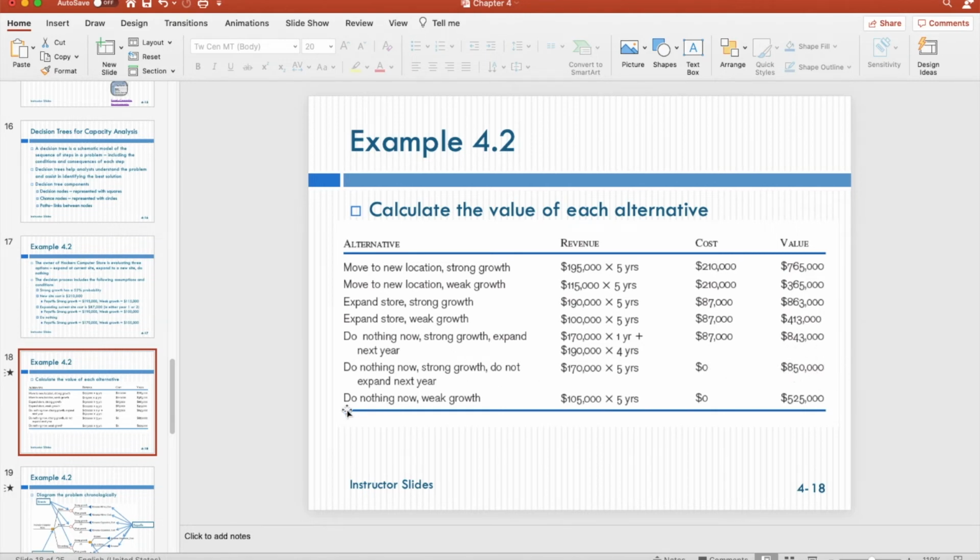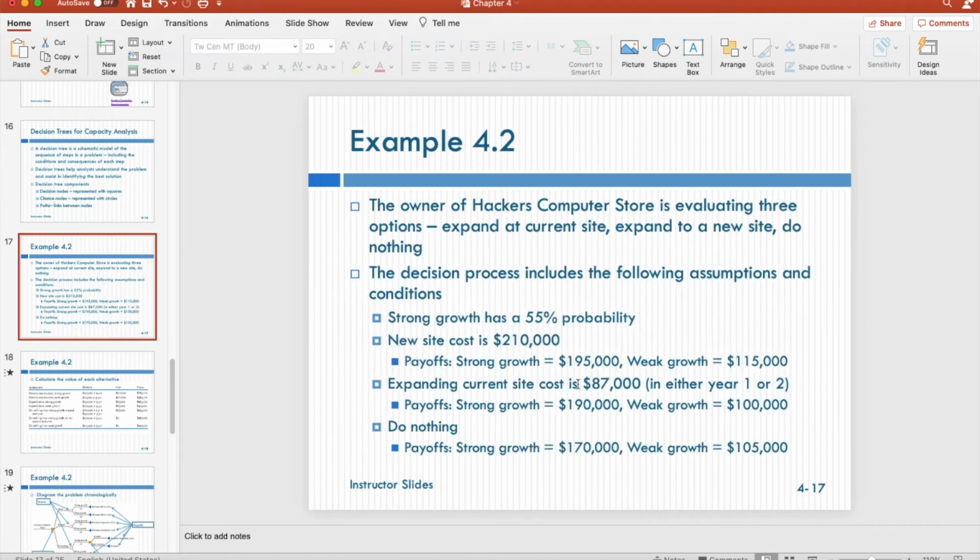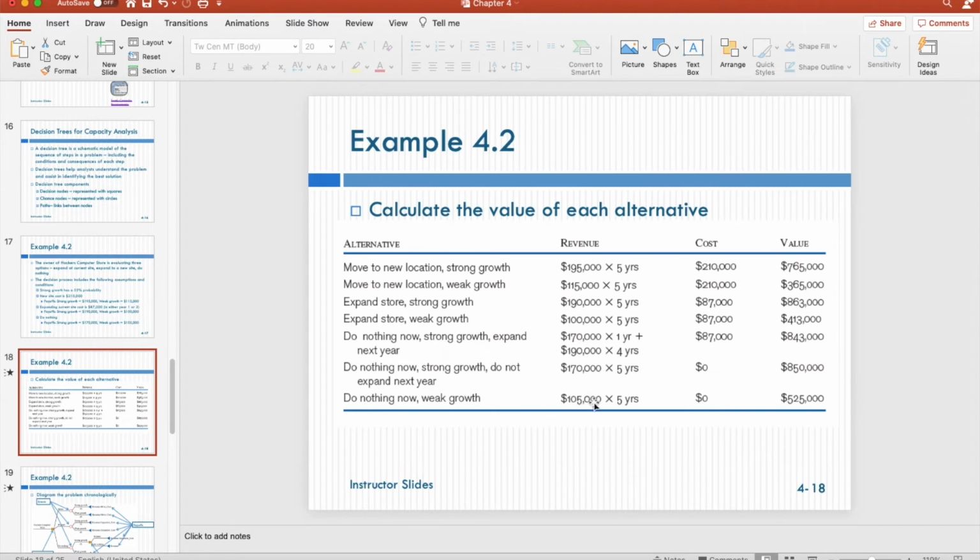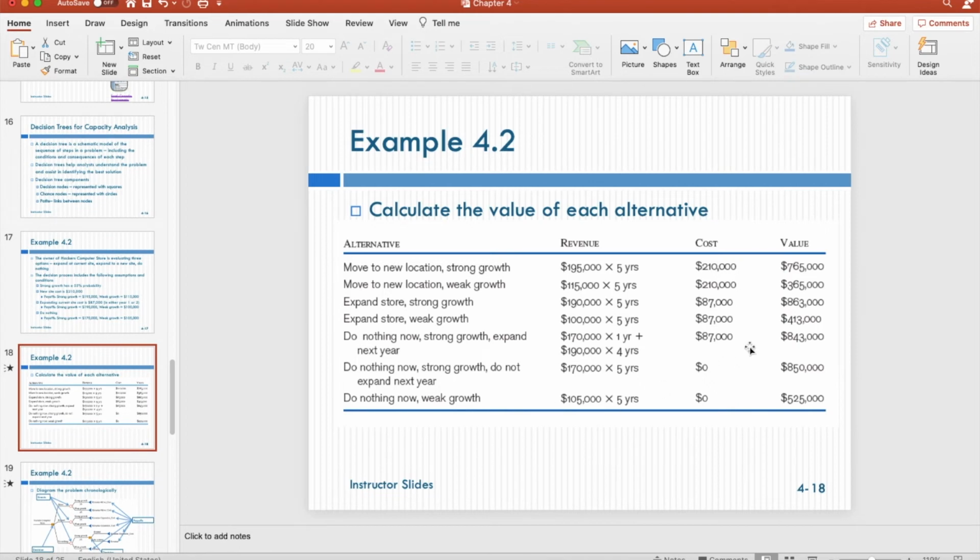All right, and here, if you do nothing now, and you see a weak growth, you definitely would choose to do nothing for the next years. And here you see the weak growth, the do nothing schedule, you'll get a payoff of 105,000. That's why here it is 105,000 times 5. That's it. And the cost is still 0. That's why the whole profit will be 525,000. All right, that's it. So these are simple calculations based on the information shown here.